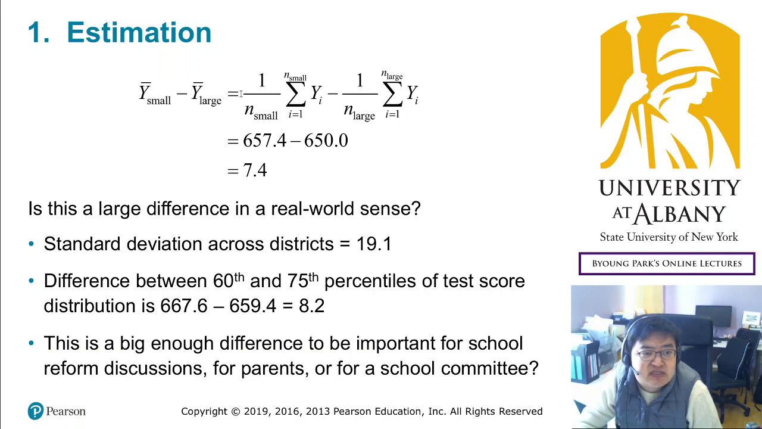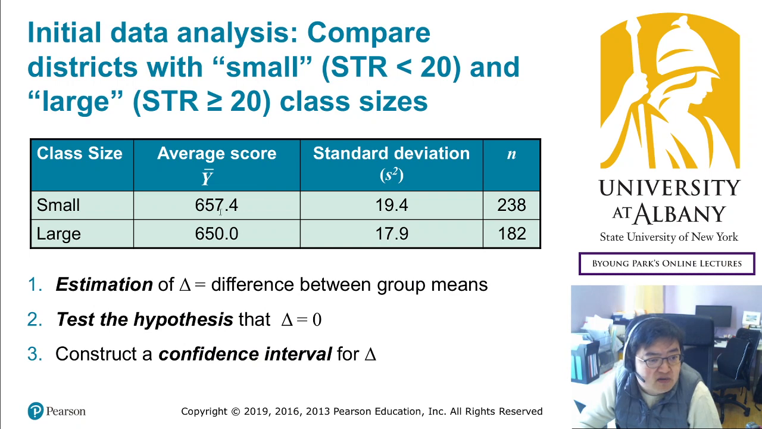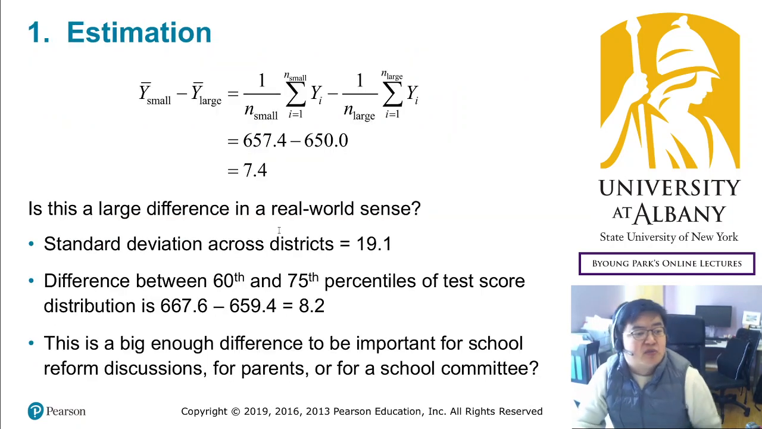This is the average of the small group. This is the average of the large group. And the difference is 7.4. So even though the equation looks more complicated, it is simply the difference here, right? So you can tell that the difference is 7.4. That's the estimator.